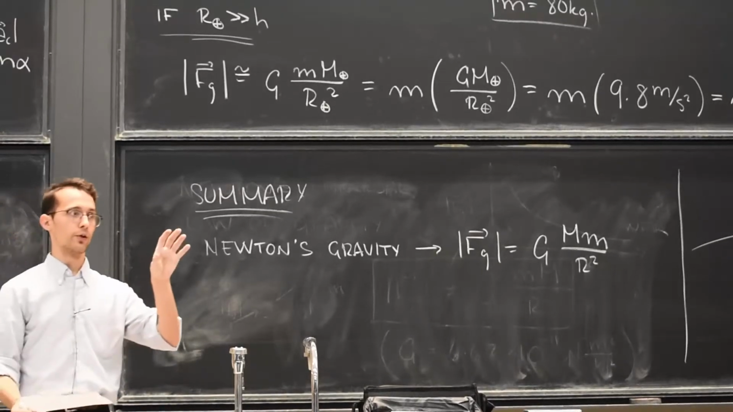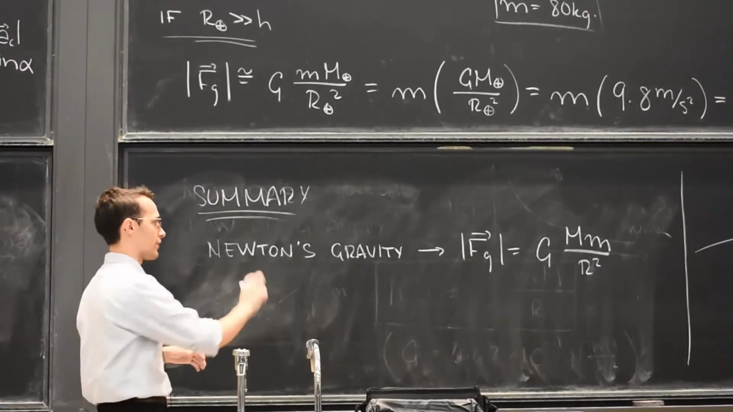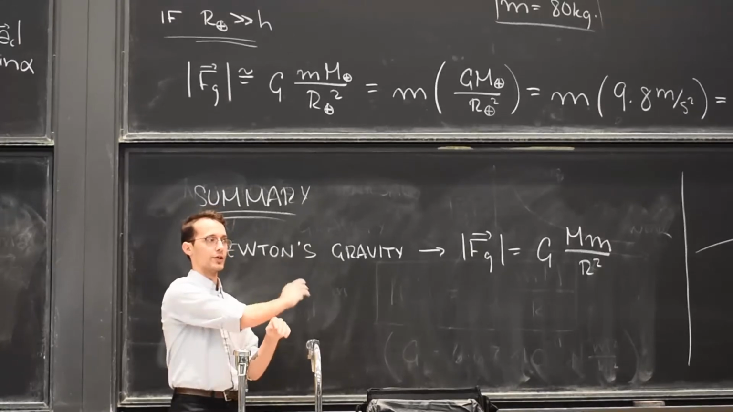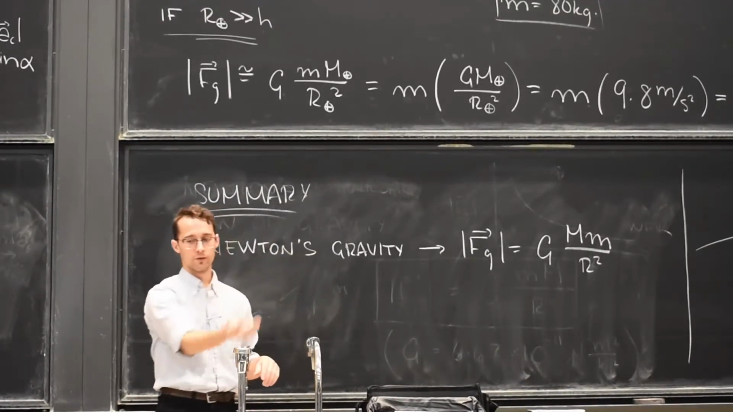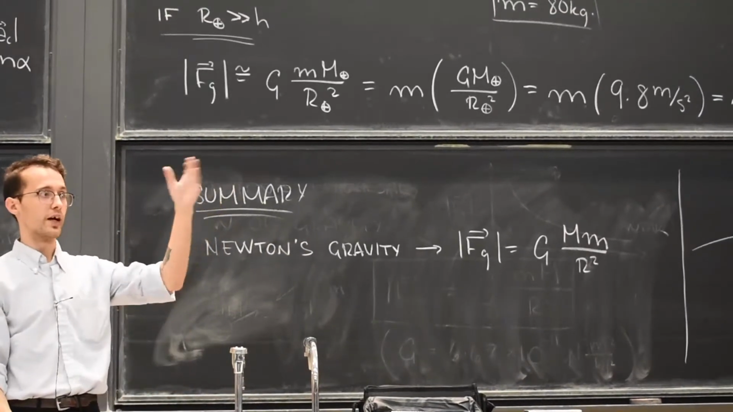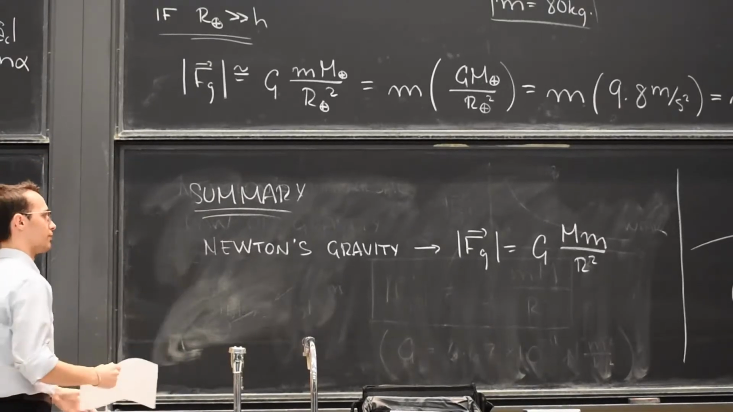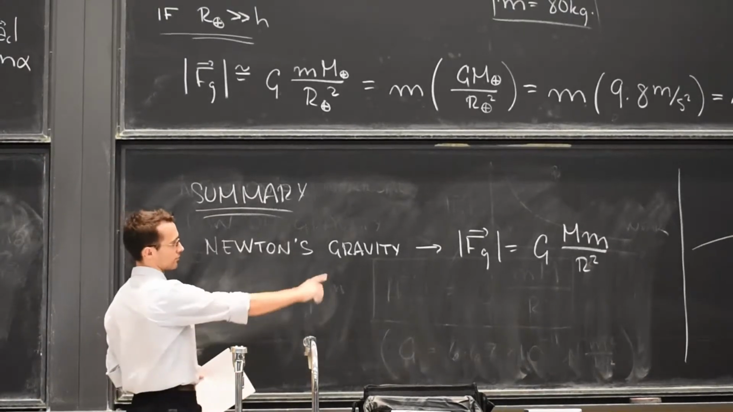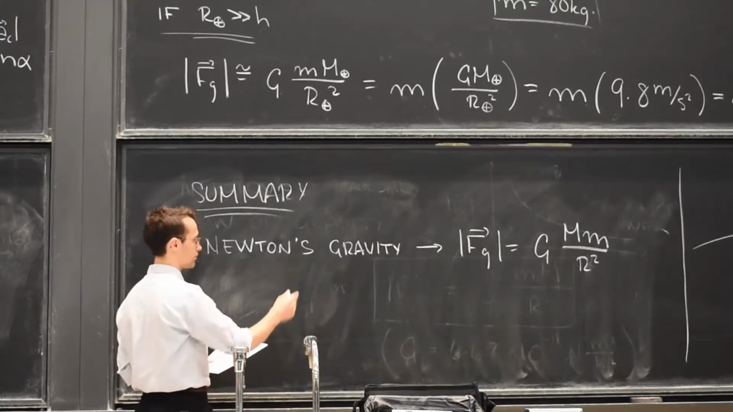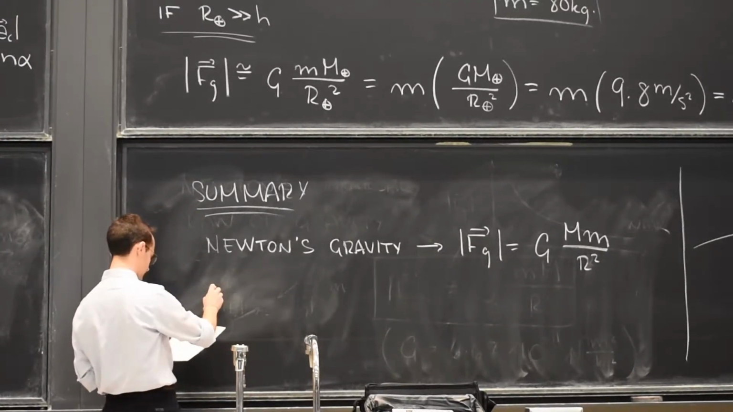If we're close to the surface of Earth, we don't have to worry about this. We can just use mg. But whenever we're talking about planets or things interacting that have a separation much greater than the radius of Earth, then that's the one we use.